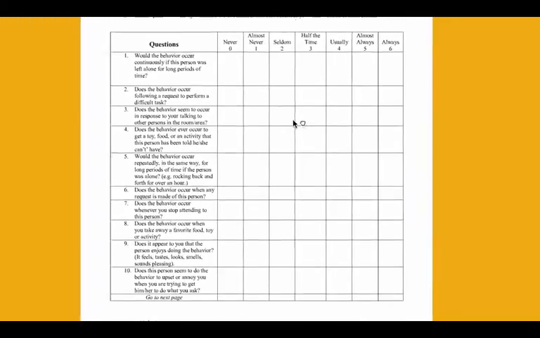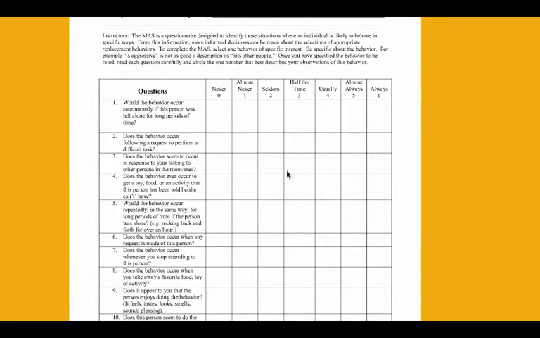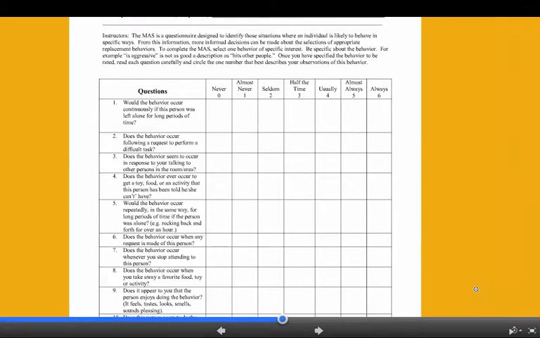So for example, there are 16 questions. And once again, we've got a Likert scale here. 0 would indicate that the behavior never occurs for that particular reason, which I'll show you in a minute, or 1 almost never occurs, or 2 seldom occurs, 3 half the time, 4 usually, 5 almost always, and then 6 always. So as a result of familiarizing yourself with that Likert scale, a series of questions are asked.